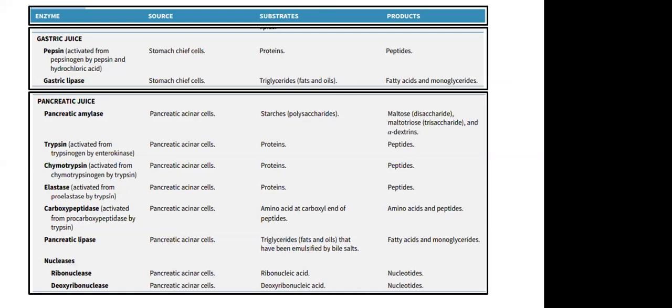We will see the negative feedback mechanism after we finish the large intestine. You'll understand everything. I will surely discuss these things with you in the next class.